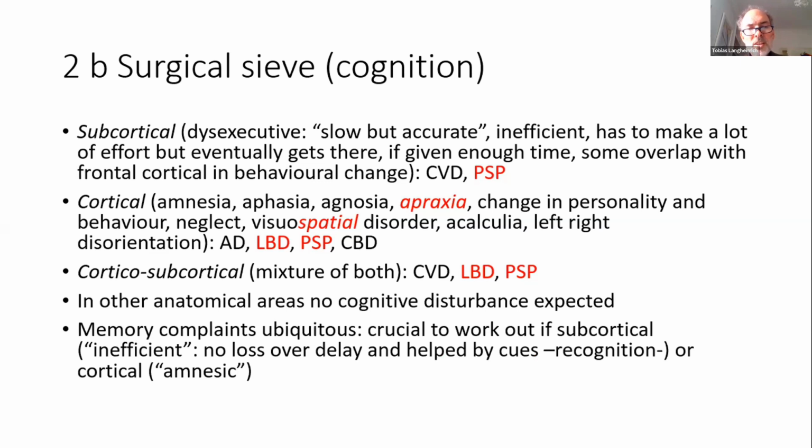Now, a bit on memory, because it's so ubiquitous, everybody complains of their memory. It is crucial to have a working knowledge about the fact that people can have either an inefficient memory, which is the subcortical pattern, or they can be truly amnesic, a cortical problem, where the hippocampus is affected. The inefficient patient is slow but accurate, and you test them again after a delay, 10 minutes later. And if you give them enough time and cues, it's the recognition memory, it's not too bad. The cortical, amnesic patient is usually quick, and they quickly learn a 7-item address, and then you ask them after 10 minutes, and it's gone. And then you try to cue them, and it doesn't come back. So that's a quick way to work out whether the memory problem is subcortical or cortical.